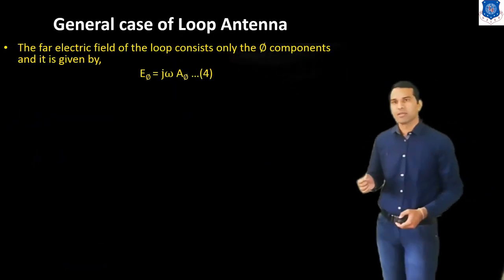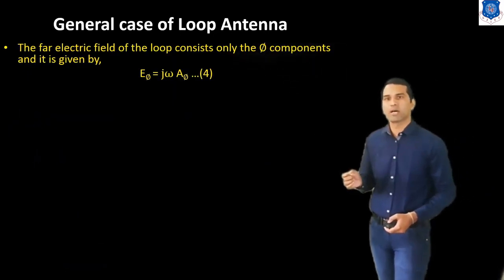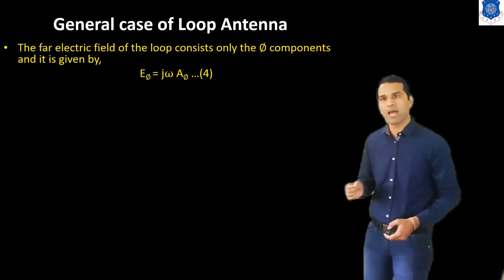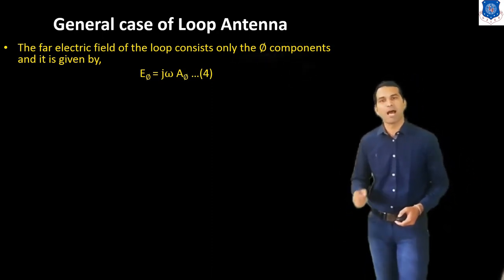The far electric field of the loop consists only of the phi component, and it is given by E phi equals j omega A phi.